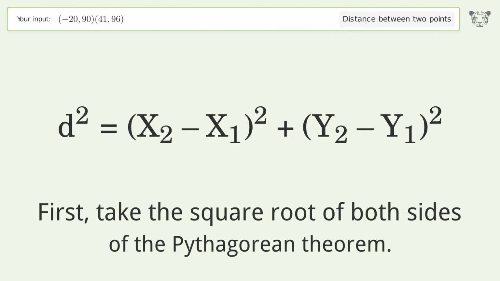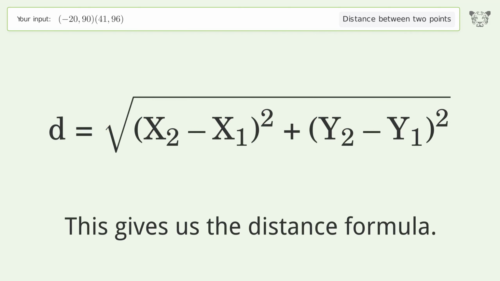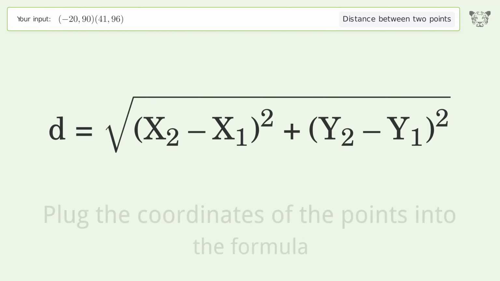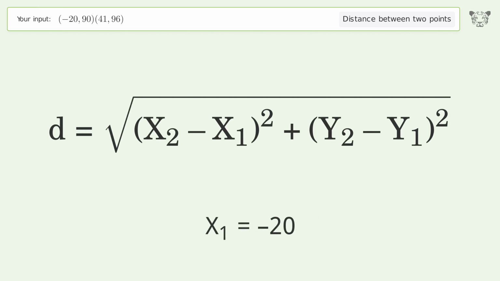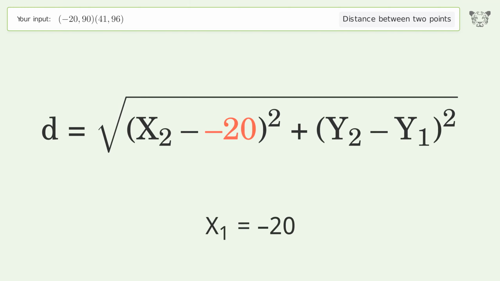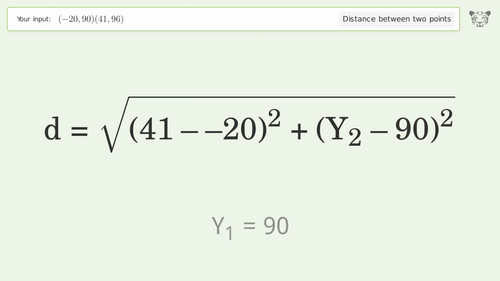First, take the square root of both sides of the Pythagorean theorem. This gives us the distance formula. Plug the coordinates of the points into the formula. x1 equals -20. x2 equals 41. y1 equals 90. y2 equals 96.